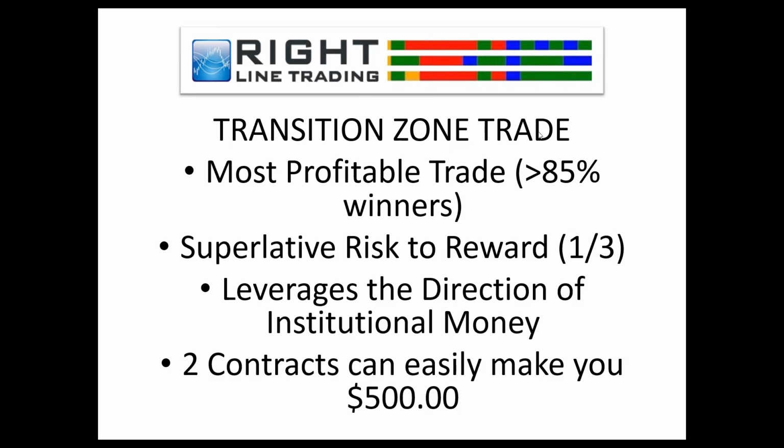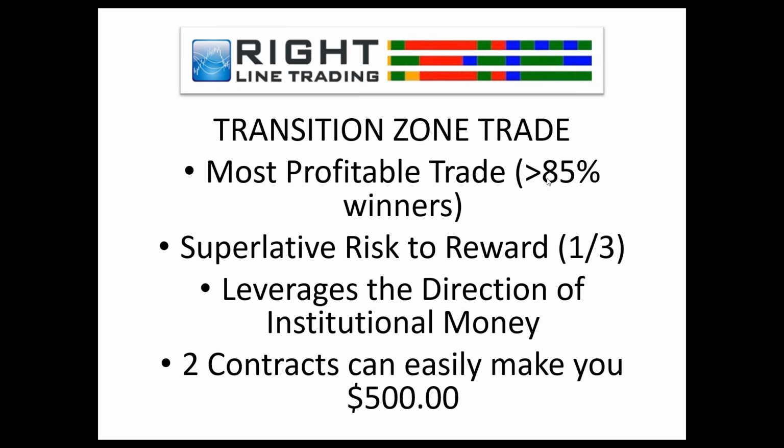Now, it's called the transition zone trade, and it's the most profitable trade configuration that we ever have developed. Over 85% of the entries are going to go on to be winners. Now, what is a winner? A winner is when the trade goes to your first target as defined by your trading strategy and locks in enough profit so that if the trade comes back on you, it's guaranteed to provide you with some money. So 85% of these trades are going to make you money.